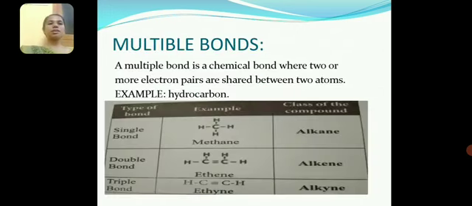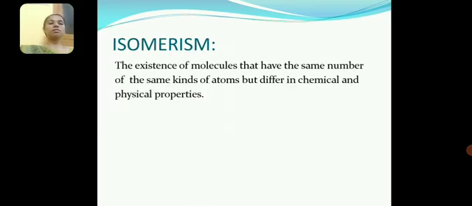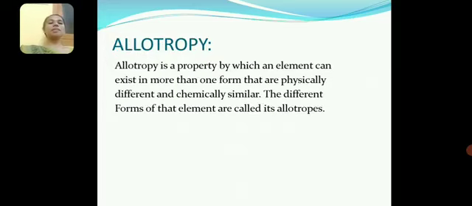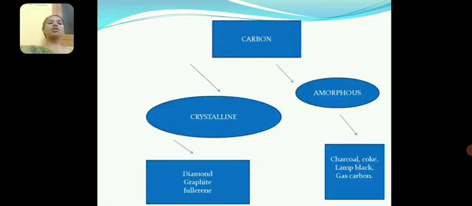Multiple bonds. A multiple bond is a chemical bond where two or more electron pairs are shared between two atoms. Example: hydrocarbon. Isomerism: the existence of molecules that have the same number of the same kind of atoms but differ in chemical and physical properties. Allotropy. Allotropy is a property by which an element can exist in more than one form that are physically different and chemically similar. The different forms of the element are called its allotropes.